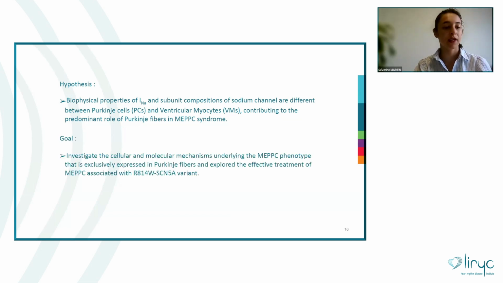So the goal of the investigation was to understand the cellular and the molecular mechanism underlying the ME-PPC phenotypes that is exclusively expressed inside Purkinje fiber, and explore the effective treatments of this syndrome with the R840W variants.